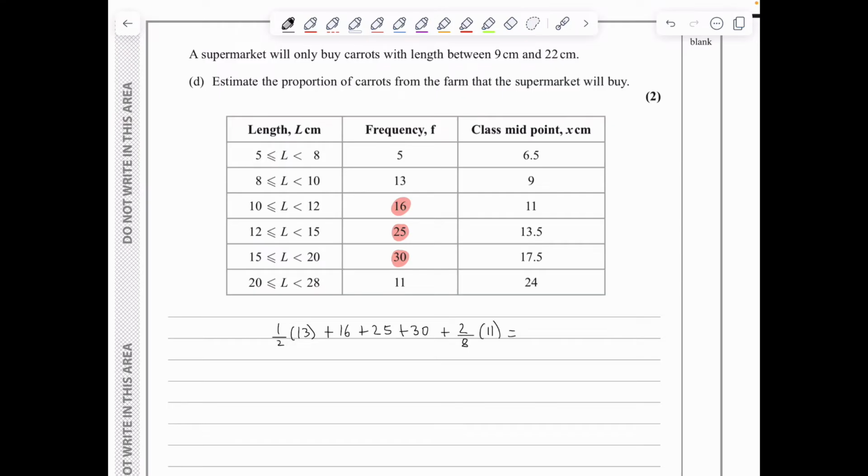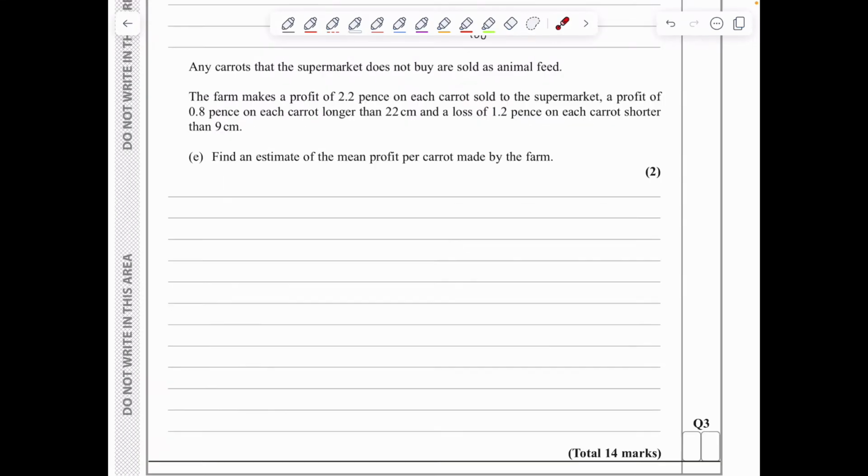And this gives an answer of 80.25. Remember, we've got a total of 100 carrots, so the proportion is 80.25 divided by 100, which gives an answer of 0.8025. We are then told that any carrots that the supermarket does not buy are sold as animal feed.